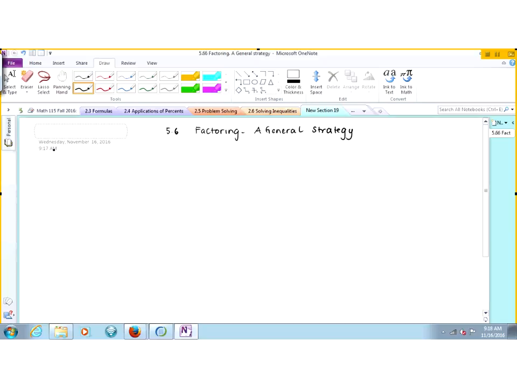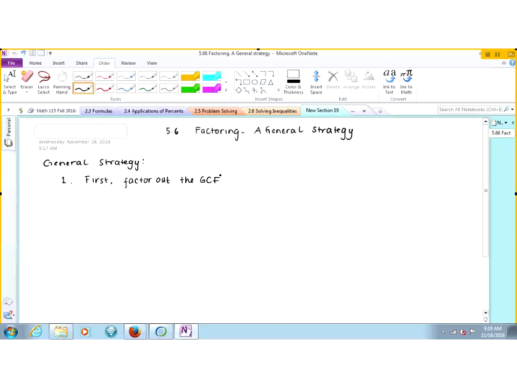So what is the general strategy for factoring? What do you think? What do you always do? When you factor, what do you always do first? Yes. So always first factor out the GCF, if it exists. That's what we always do.